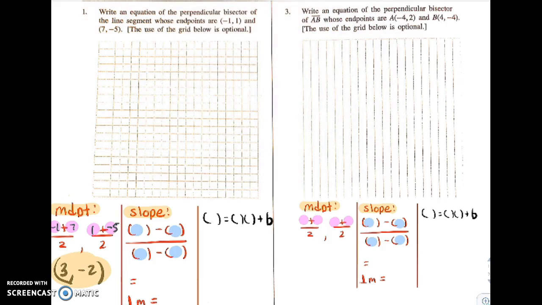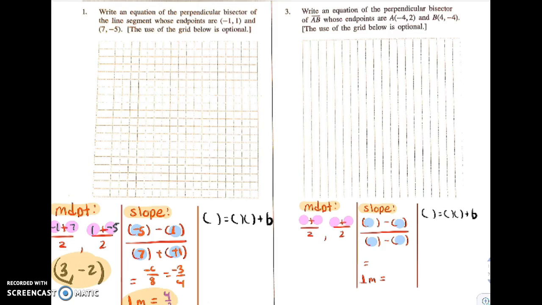y2 minus y1 over x2 minus x1. The second y is -5. The first y is 1. The second x is 7. The first x is -1. So -5 minus 1 right here is -6. 7, leave that opposite, is 8, with 1 is 8. Reduce that to -3 over 4. But I don't want -3 over 4. I want perpendicular to this. So I want positive 4 over 3. So there's my slope that I want to use, and there's my point that I want to use.